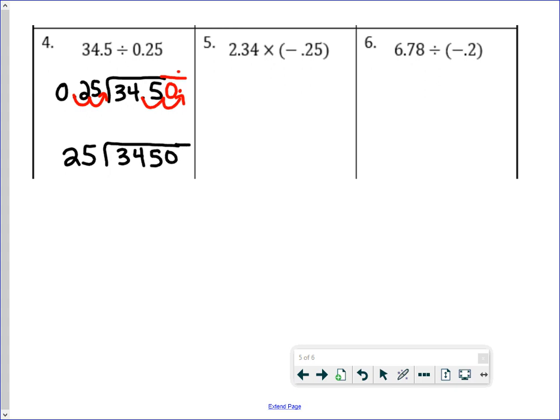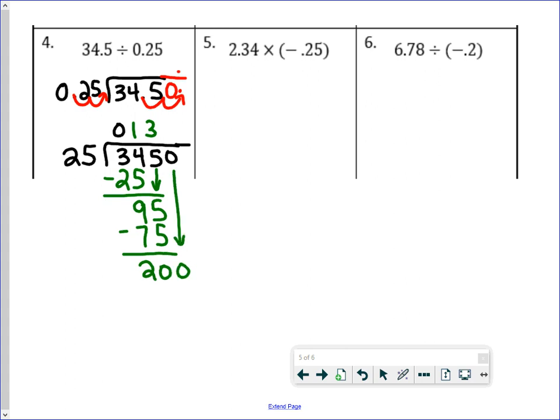So we don't even need to put a decimal point, but we may eventually if we have a remainder, so let's go ahead and work it out. 25 does not go in at 3. It does go into 34 one time. So we subtract our 25. 34 minus 25 is 9. And bring down the 5. There are 3/4 in a dollar. 95, so 3. And that would be 75. 95 minus 75 is 20. We bring down the 0.